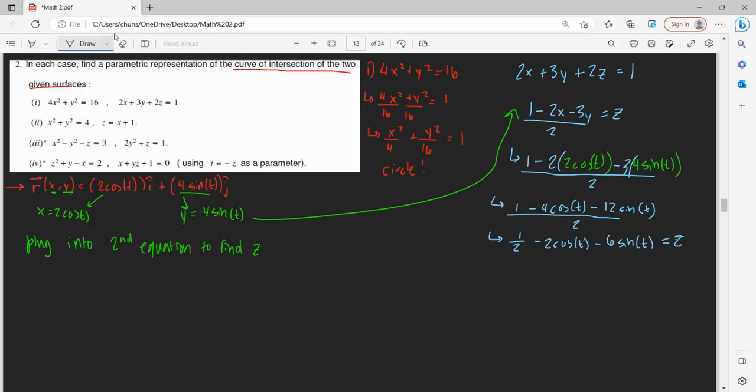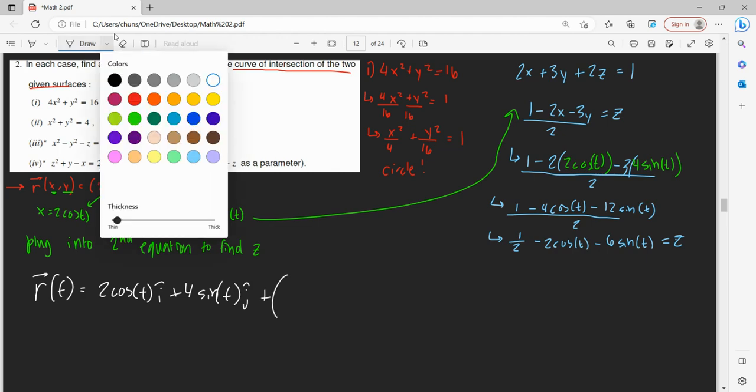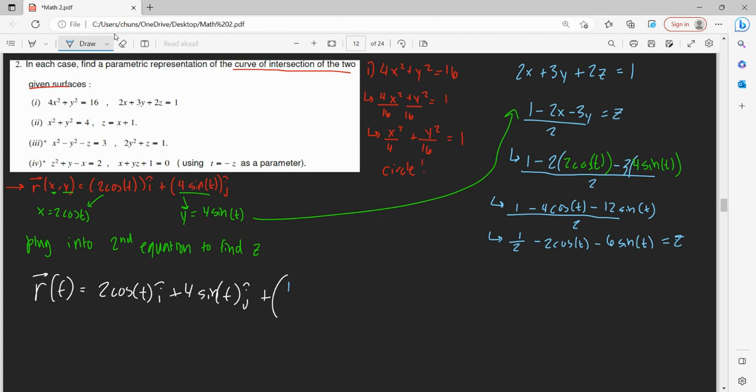So if we write out the full equation, this becomes 2 cos t in our i direction plus 4 sine t, this is our y variable. And then we just found our z variable, so we're going to plug that in. So this is half minus 2 cos t minus 6 sine t in our k direction.